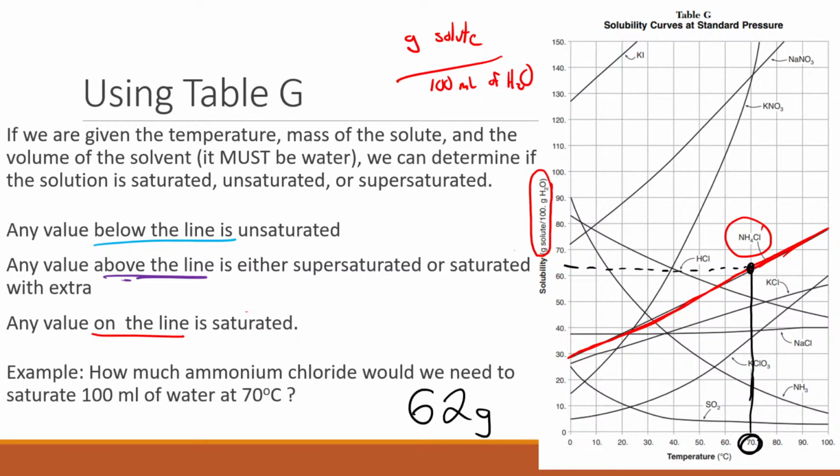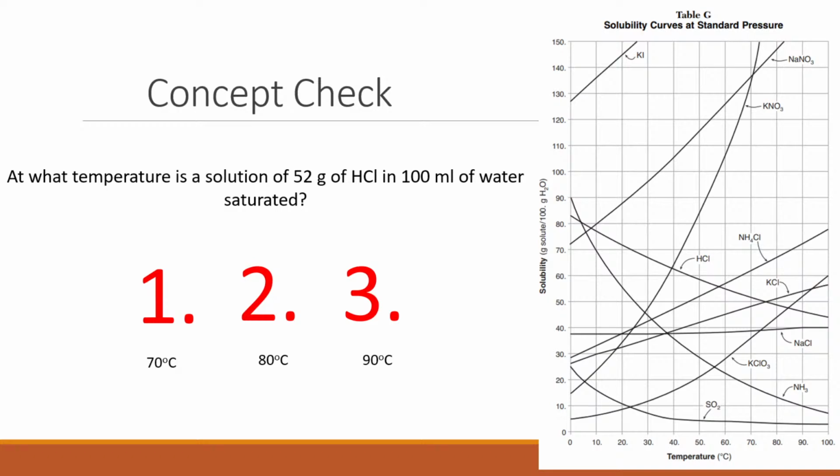Let's take a look at some practice problems. I'm leaving table G up for us. At what temperature is a solution of 52 grams of HCl in 100 milliliters of water saturated?